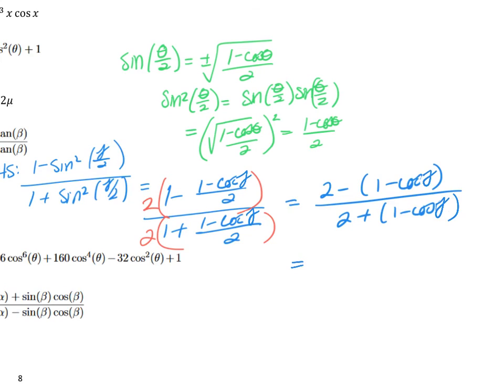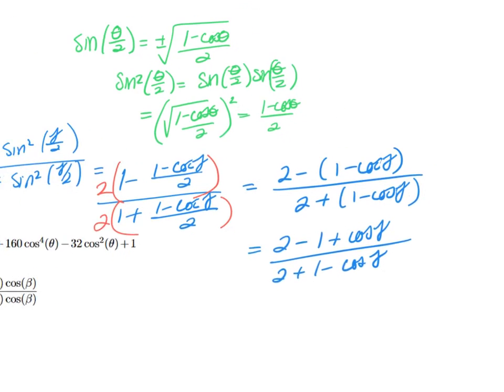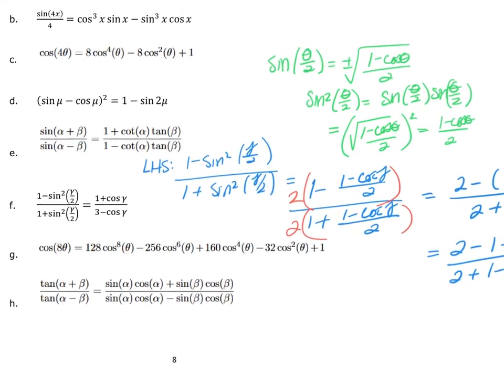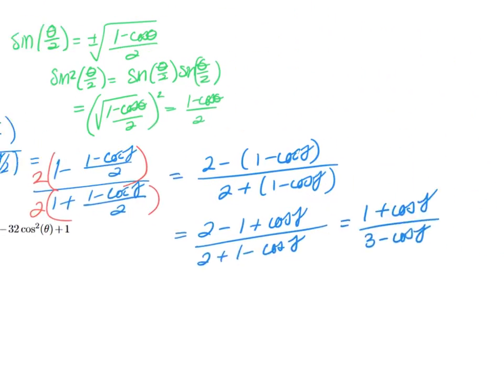So this is going to equal 2 minus 1, and a minus becomes plus, cosine gamma. In the denominator, I have 2 plus 1 minus the cosine of gamma. So my numerator becomes 2 minus 1, which is 1, plus the cosine of gamma. In the denominator, I'm going to get 3 minus the cosine of gamma, which is the right-hand side.